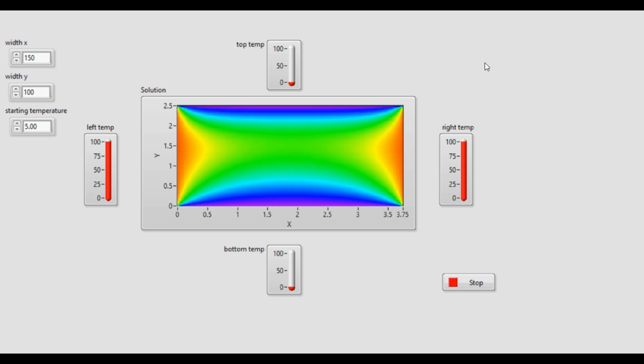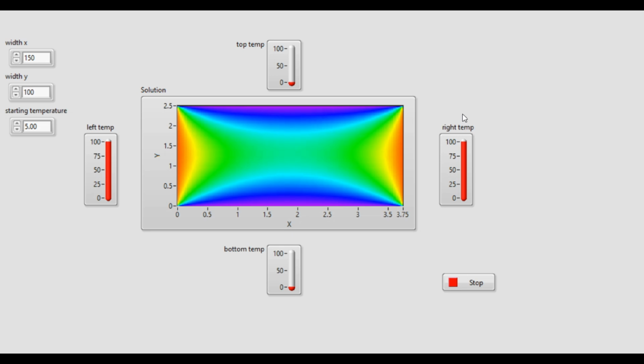Conclusion. This simulation shows how heat distributes across a metal plate when different temperatures are applied to its sides. By observing the temperature changes and heat flow, we can better understand thermal conductivity and design systems that manage heat more efficiently.